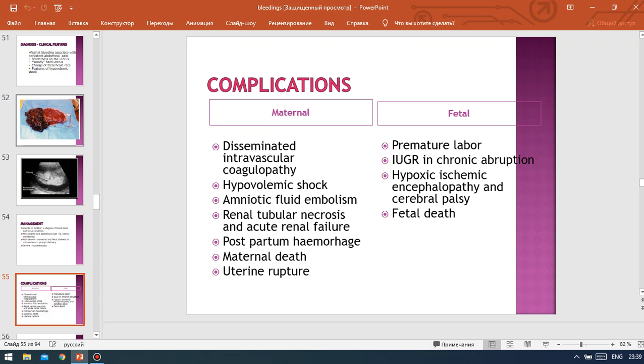Complications. We have complications of the mother and complications of the fetus. The first, maternal: disseminated intravascular coagulopathy, hypovolemic shock, amniotic fluid embolism, renal tubular necrosis and acute renal failure, postpartum hemorrhage, maternal death, uterine rupture. And fetal complications, very dangerous: premature delivery and premature newborn, intrauterine growth retardation syndrome in chronic abruption, hypoxic ischemic encephalopathy and cerebral palsy, fetal death.